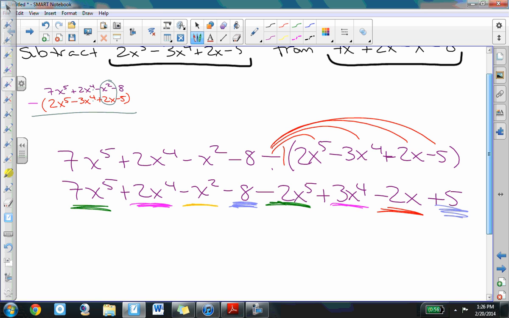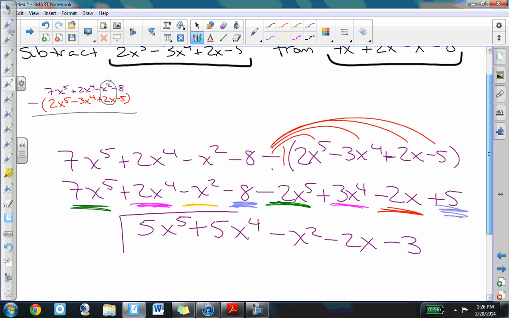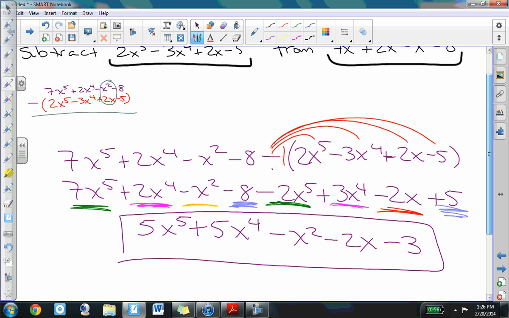Okay, ready? 7x minus 2x, 5x to the fifth. 2x to the fourth plus 3x to the fourth is 5x to the fourth. Can we do another one? x squared minus x squared. Nobody goes along with the 2x, minus 2x. And then we have negative 8 plus 5 is negative 3. This would be our lovely, happy final answer.